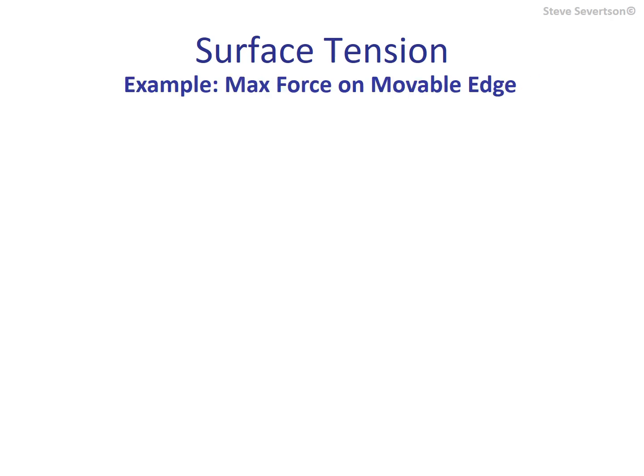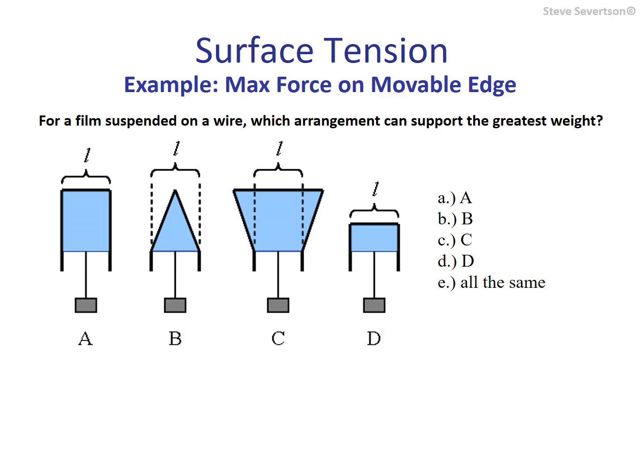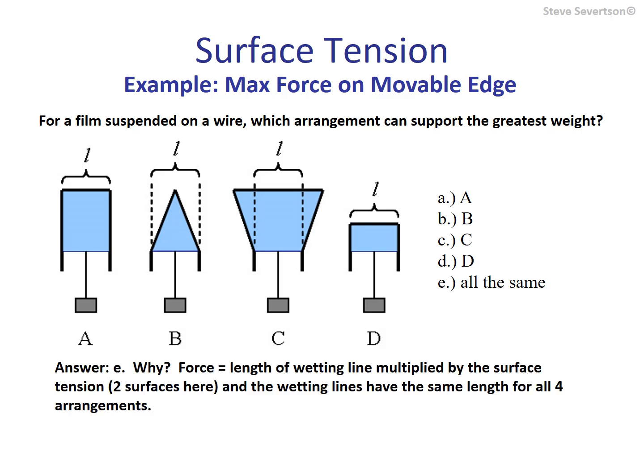This is a quick example to reinforce what we just reviewed. It asks us to decide which arrangement can support the greatest weight. Strictly applying the definition for surface tension, the force acts perpendicular to the surface boundary, which in this case is a movable wire, and parallel to the liquid surface. Hopefully you can see that this is a soap film, so it's two-sided. If all the films are the same, the max force for all of them is equal to 2 multiplied by the length of the movable wire multiplied by the surface tension. So the answer is E.